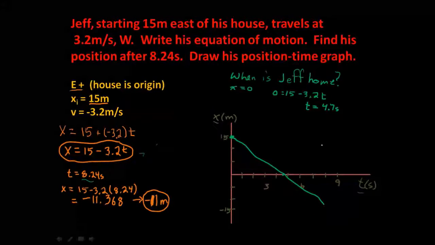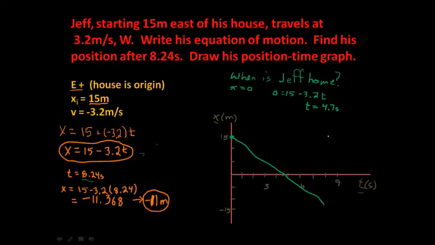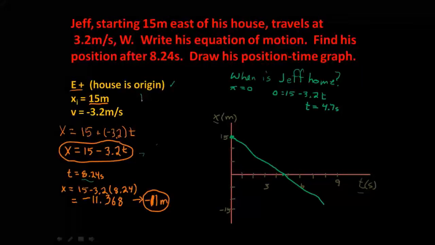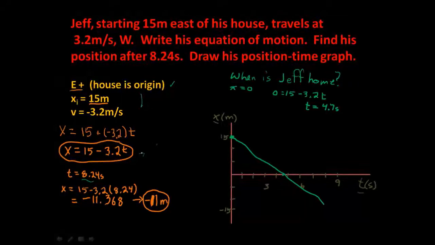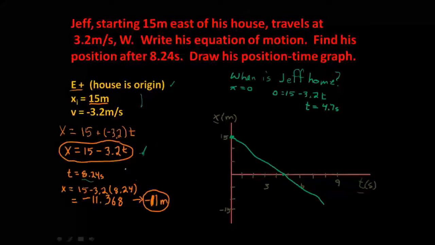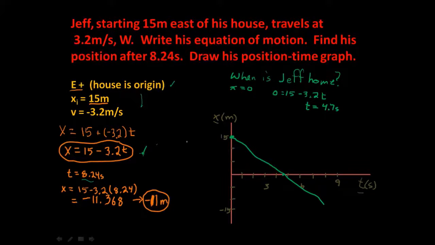So what we've learned here are a couple of things. First, a reminder. You have to set up your origin in positive direction. You have to list your variables, and once you have an equation of motion, you can do a lot of things. You can find the position at any time, and you can find the time at any position, including when that position is 0. That would be back home. Got it?